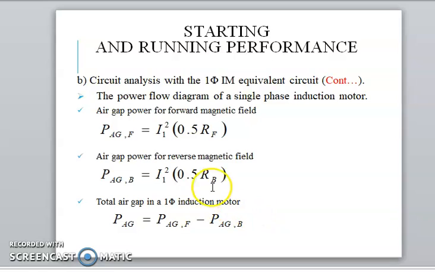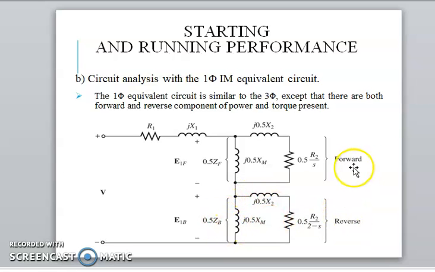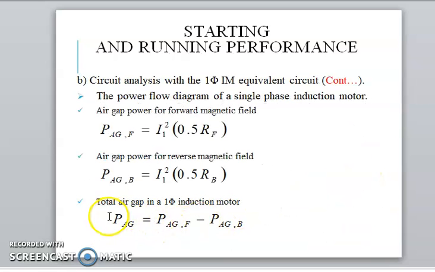In terms of air gap power, if we calculate based on the stator current, I stator squared times 0.5 R forward gives the forward air gap power, and the air gap power in the backward direction is I squared times 0.5 R backward. The total air gap power in the single phase induction motor is equal to the forward air gap power minus the backward one, because this is the reverse. So the forward minus reverse.